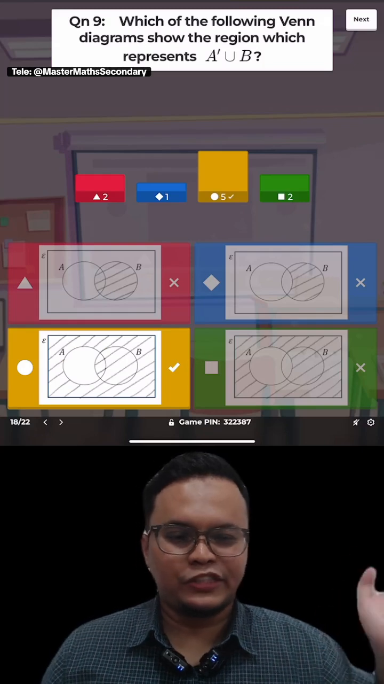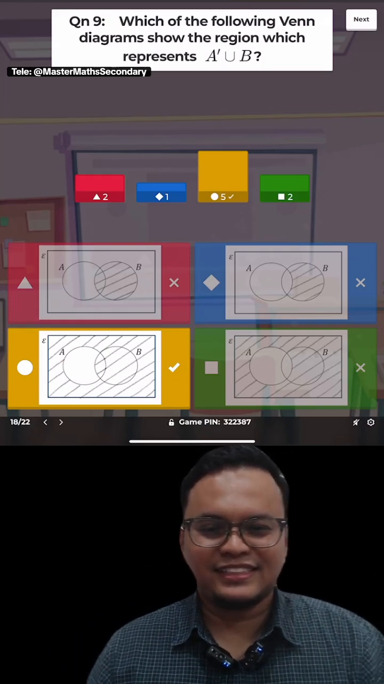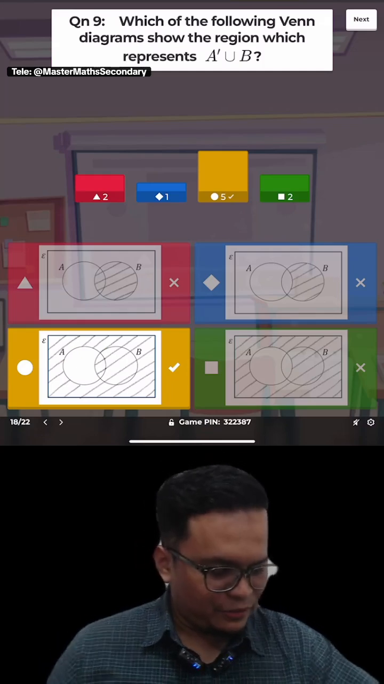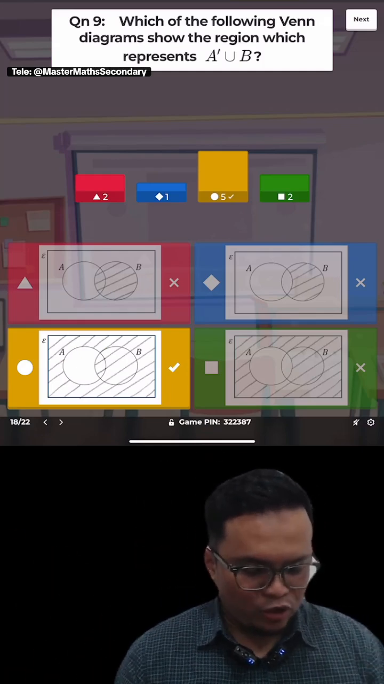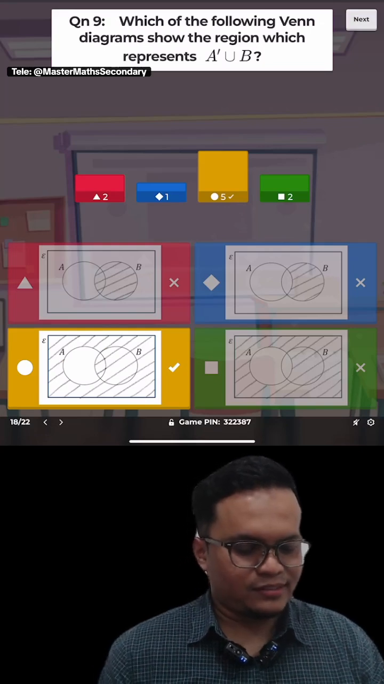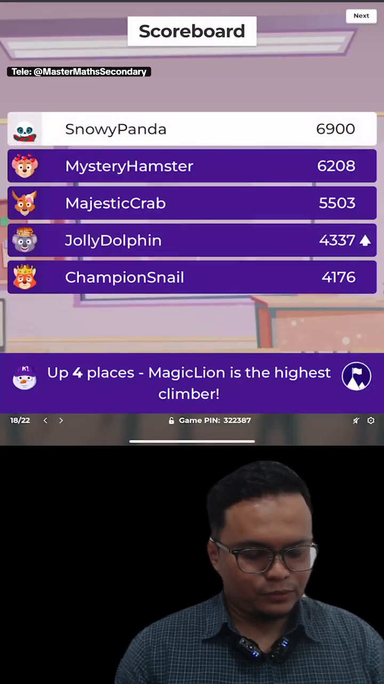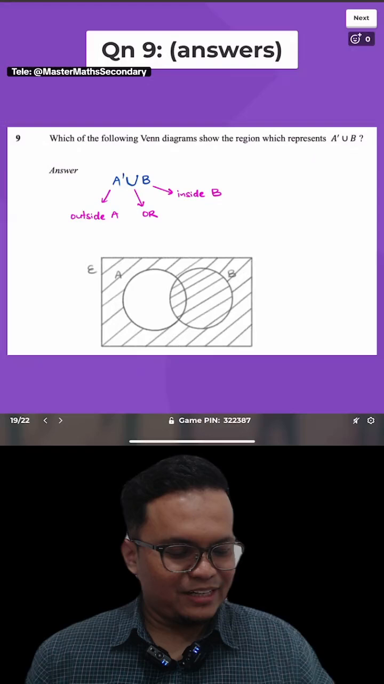Thank you so much for sharing the live, Nafia. Okay, good. That's the correct answer. The correct answer is the yellow one. Let me explain why that's the correct answer. No changes to the top 3. Let's see how this is done.